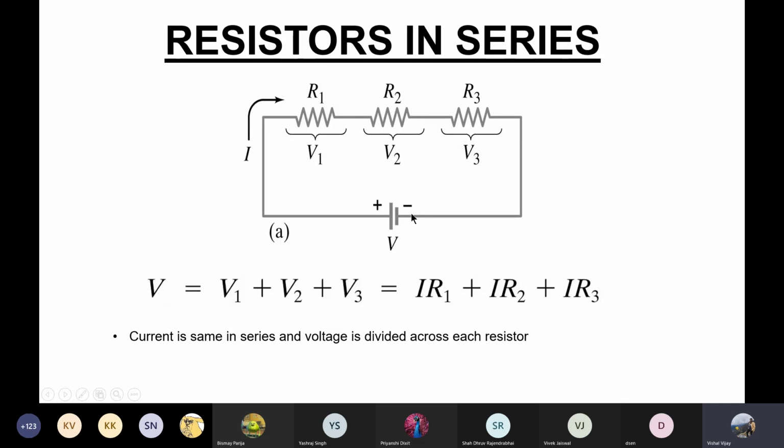So V1, V2, V3, and as the current is the same, so IR1, IR2 plus IR3. And that's how we can say, if we take I in common, R1 plus R2 plus R3 will be the equivalent resistance in this circuit.